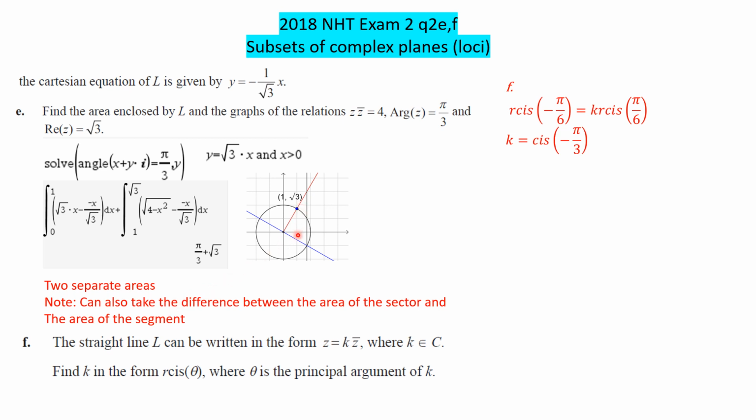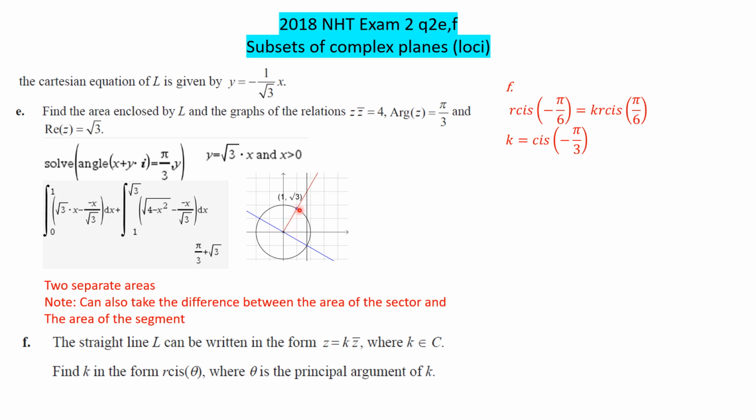So I split this area up into 2 regions. You see from here? One region is from 0 to 1. From 0 to 1, this red line is above the blue line. And the equation for the red line is root 3 x. We found that one before. And then the blue line is given by this. You see, top minus bottom always. So it will give us this area here.